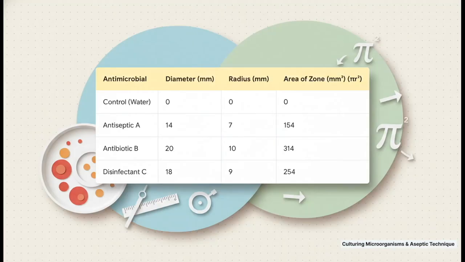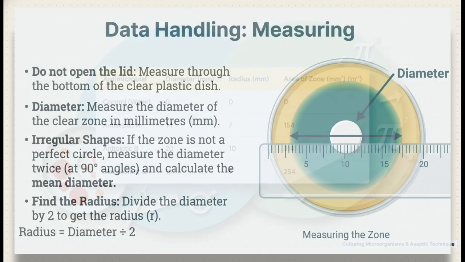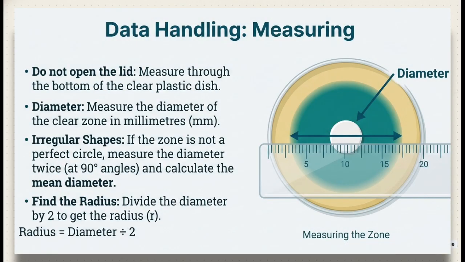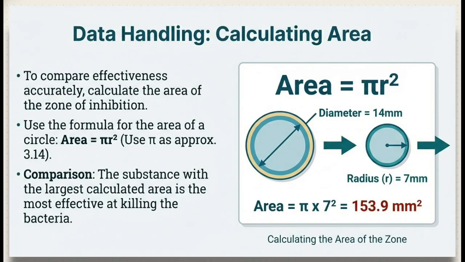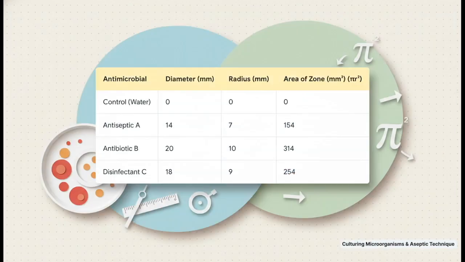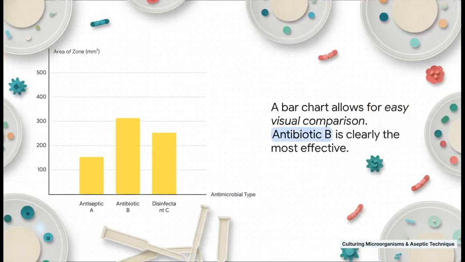Now, if you really want to impress and get those top marks, you've got to be precise. Don't just look at it and say, that one's bigger. No, you need to measure the diameter of the zone in millimeters. And even better, calculate the area using the formula pi r squared. This is a much more accurate and valid way to compare them. All you have to do is halve the diameter to get the radius, square it, and then multiply by pi. Simple. And once you've got that data, you need to present it properly.